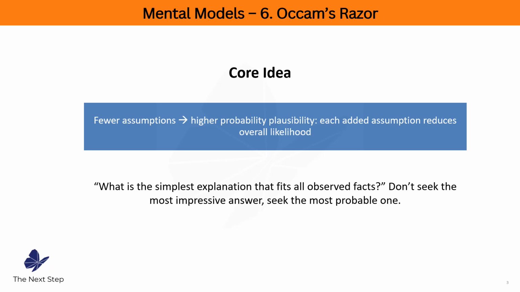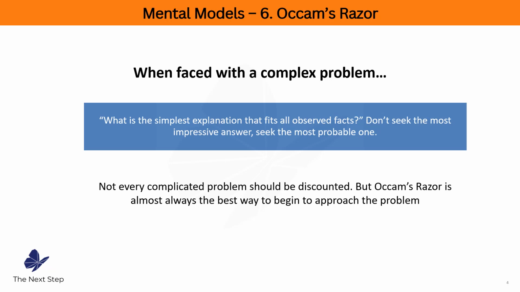Complexity is easy to create but difficult to manage. Simplicity is hard to achieve but provides the clearest path to action. So the next time you are faced with a complicated problem, ask yourself, what is the simplest explanation that fits all the observed facts? And don't seek the most impressive answer, seek the most probable one first.